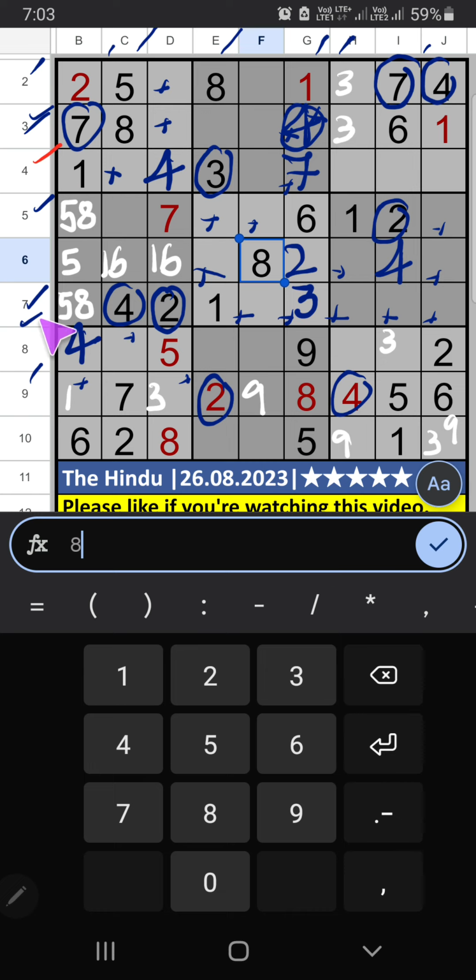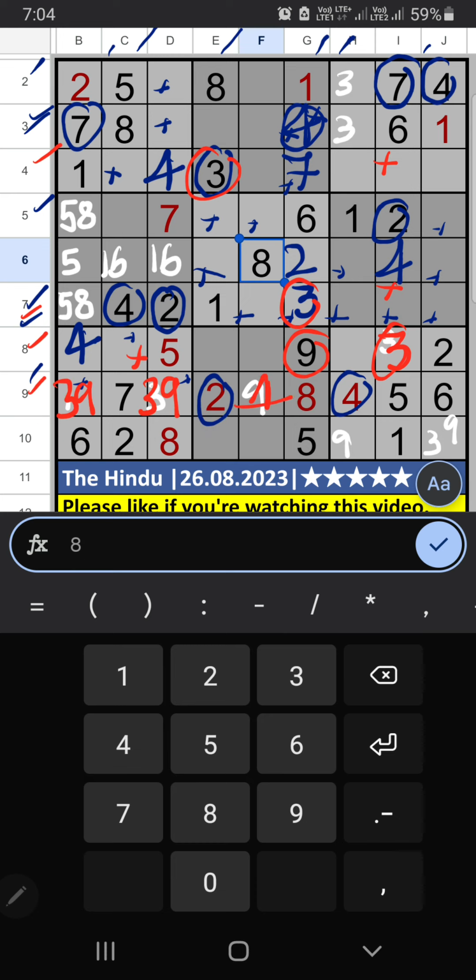4th row and 7th row, we have 3. So 3 can't come in these cells. Then 3 is confirmed here. 8th row, we have 3 and 9. So 3 and 9 can't come in these cells. It will come in one of these cells, confirm later. The 9th row, only one number is remaining.